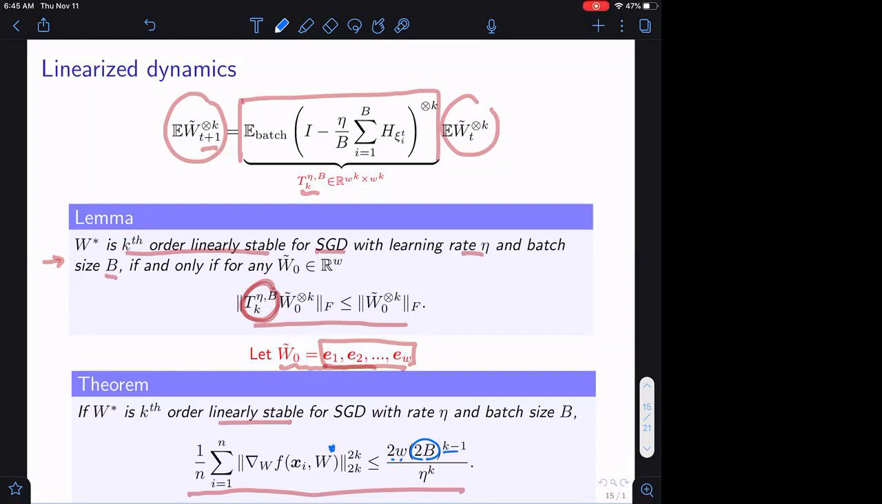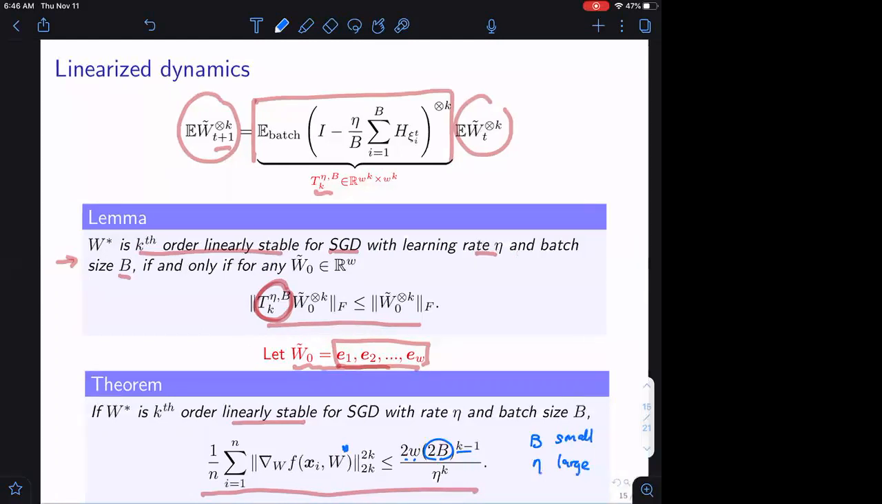So you see that this formula is useful when B is small, or rather B is not too large. The mini batch size is not too large. And also when eta is large, meaning that eta is not too small.